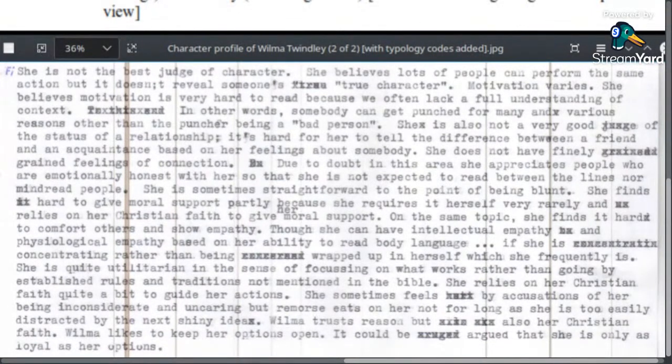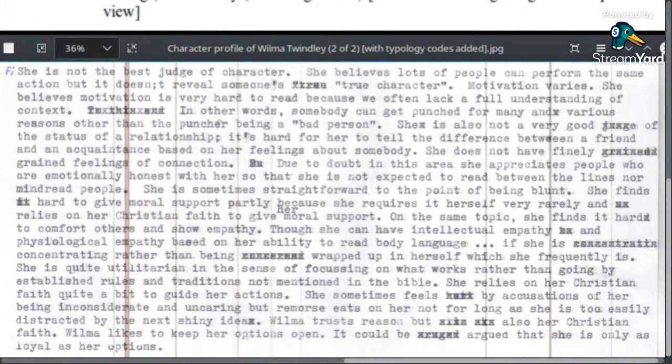She finds it hard to give moral support, partly because she requires it herself very rarely and relies on her Christian faith to give her moral support. On the same topic, she finds it hard to comfort others and show empathy, though she can have intellectual empathy and psychological empathy based on her ability to read body language, if she is concentrating rather than being wrapped up in herself, which she frequently is. She is quite utilitarian in the sense of focusing on what works rather than going by established rules and traditions not mentioned in the Bible. Got that from Keirsey. She relies on her Christian faith quite a bit to guide her actions.